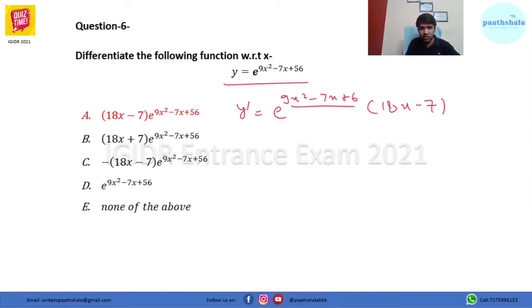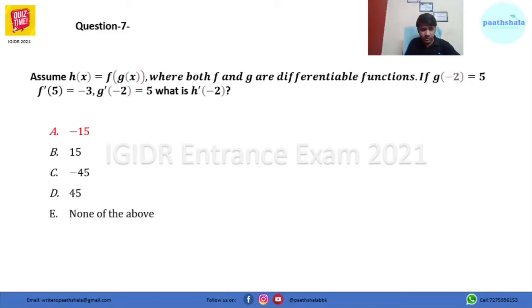So by the expression, this is the right option. Now let's move to the next question. This question is very important because definitely you're going to get this kind of question in your IGIDR Entrance Exam. So please pay your attention.